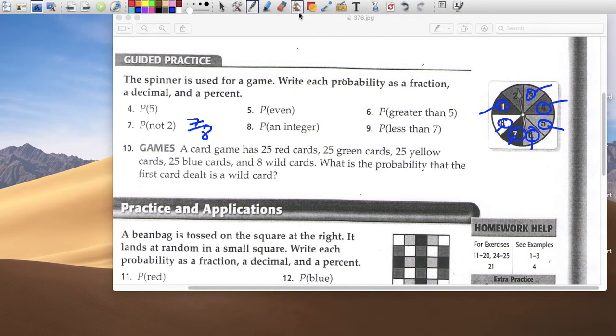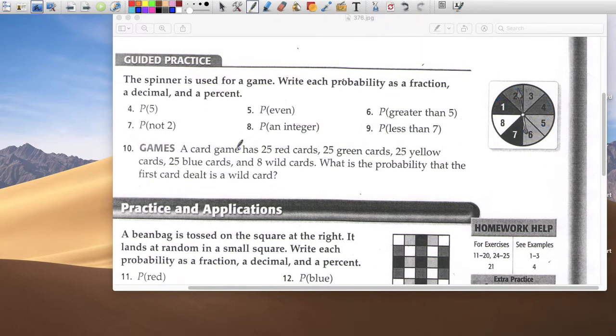An integer, all the numbers here are integers, right? 1, 2, 3, 4, 5, 6, 7, 8. All these numbers are integers. So it would be 8 out of 8. Less than 7. Less than 7 is 6, 5, 4, 3, 2, 1. So it's 1, 2, 3, 4, 5, 6. 6 out of 8, right? And you can always simplify that to, of course, 3 out of 4 if you like, but that's okay.